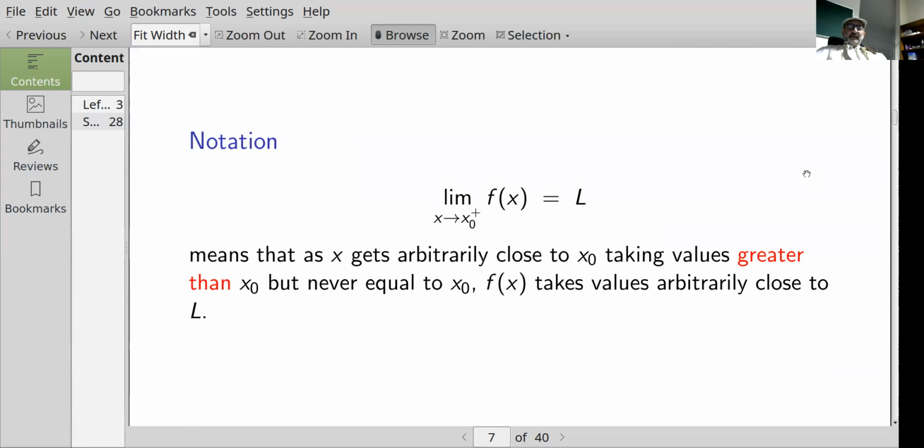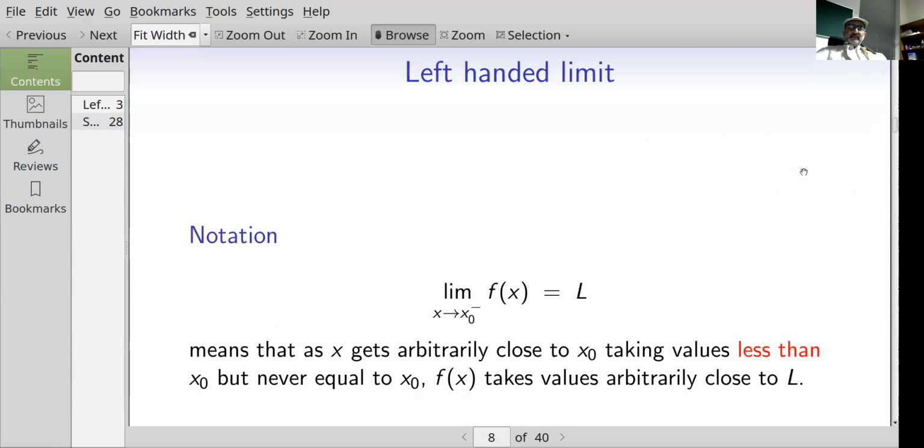Okay? So this is the notation that we use. We write limit as x goes to x naught, and we write a superscript plus sign. So we read this as the limit as x goes to x naught from the right of f of x is equal to L when, as x gets arbitrarily close to x naught, taking values that are greater than x naught, but never equal to x naught, then f of x takes values arbitrarily close to L.